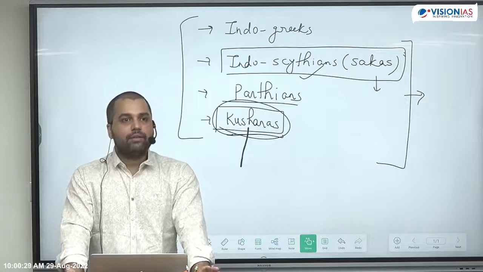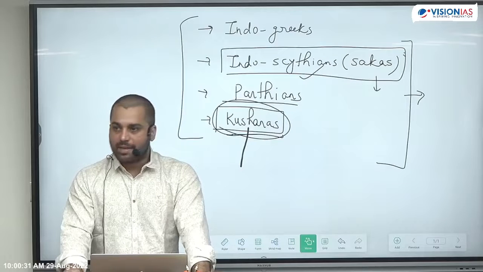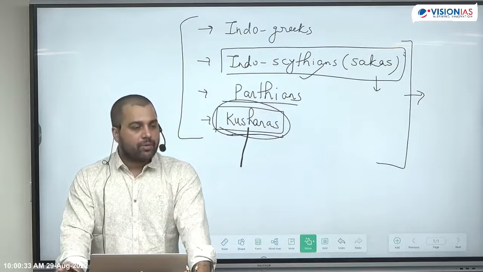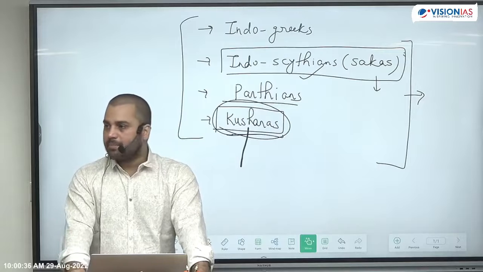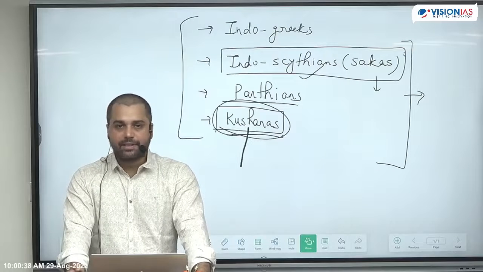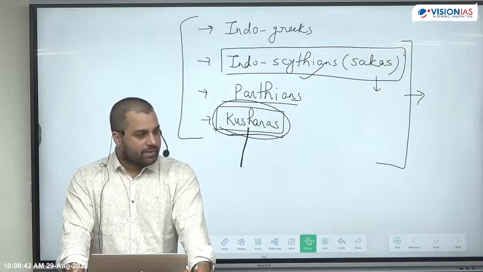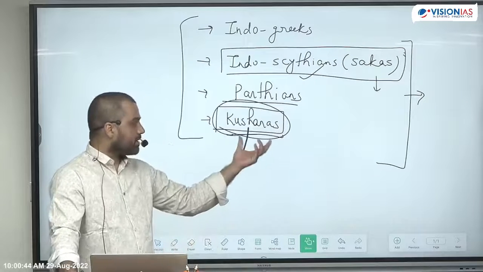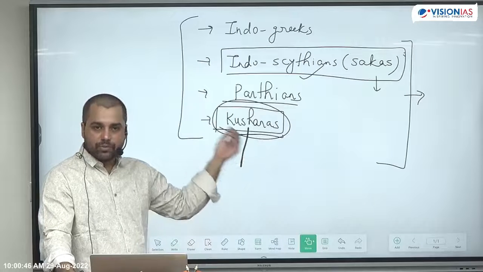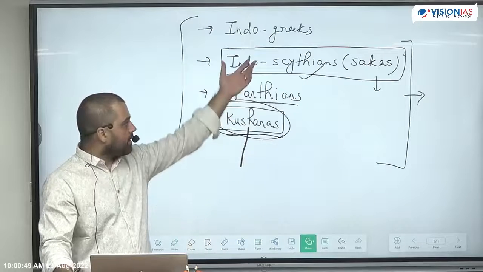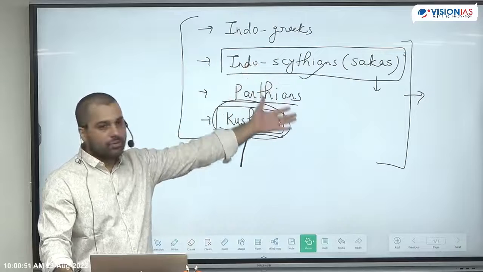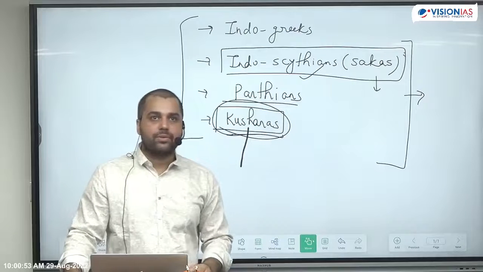So this is the most important source to know about their name, that is coinage. Numismatics actually plays a very important role to know about the history of Greeks and Shakas and Kushanas. There are certain texts which mention, especially during Kushana rule. So for the Kushanas you have few written records, but about Indo-Greeks and Shakas and Parthians, the coinage is the most important source.